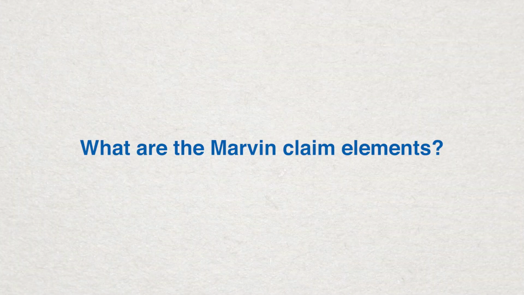What are the elements of a Marvin claim? A Marvin claim is not a specific cause of action with its own set of elements that a plaintiff has to prove. Instead, the term Marvin claim refers to any type of claim filed to redress alleged support and property sharing agreements between former domestic cohabitators. Therefore, the elements of a Marvin claim will vary depending on the underlying cause of action.